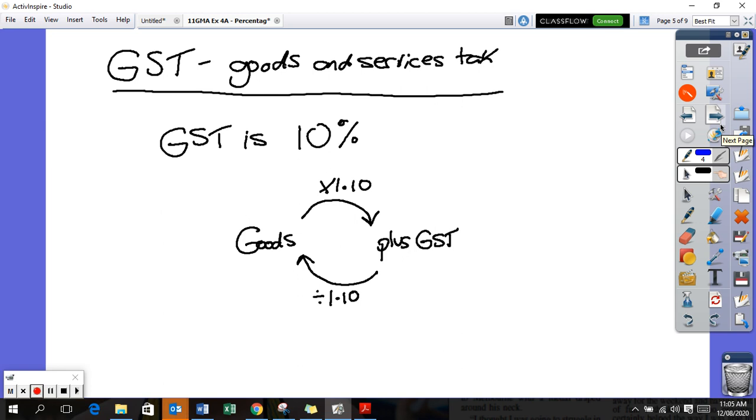Okay, two more little bits to look at. The first one is the GST, the Goods and Services Tax. So in Australia, GST is 10%, which means if you've got something you want to sell and you have to charge a GST, you have to add 10% to the price. Okay, and that 10% goes to the government as a tax.